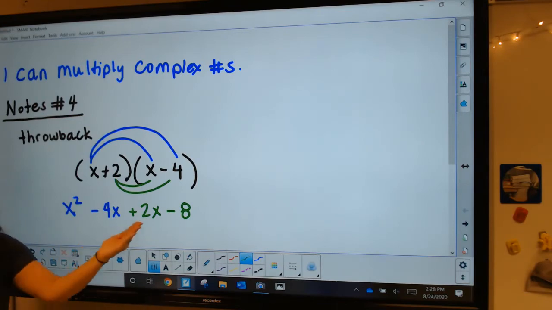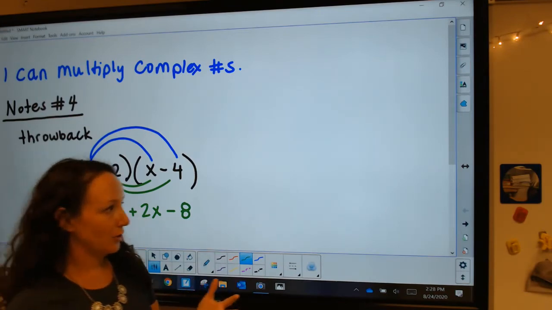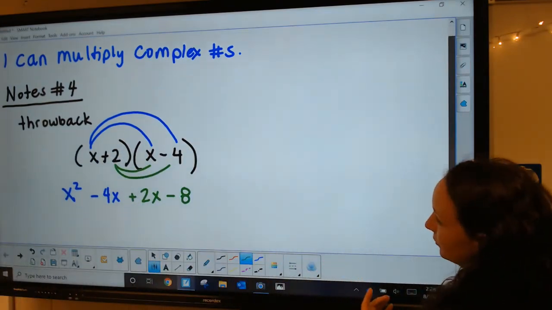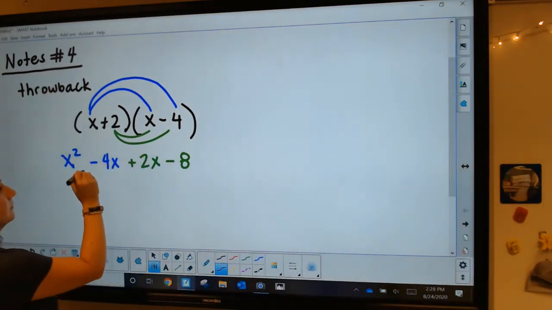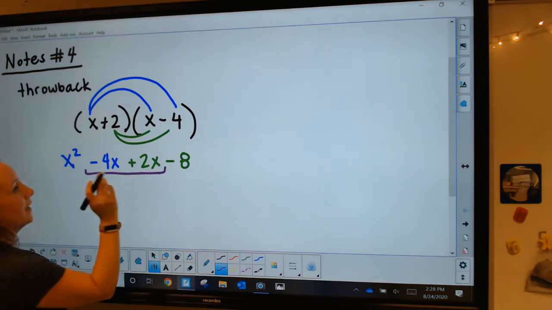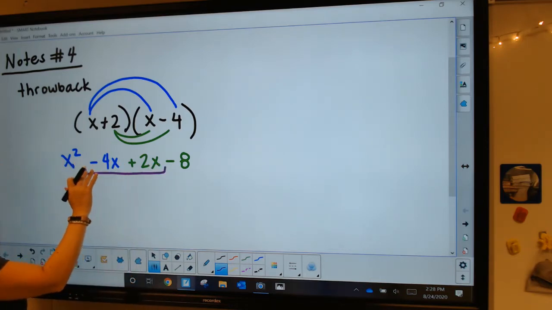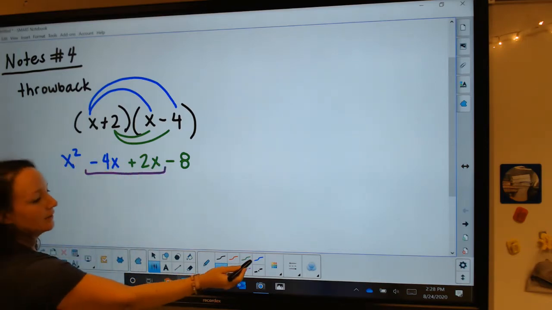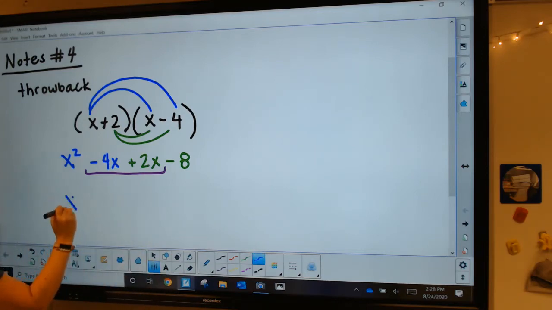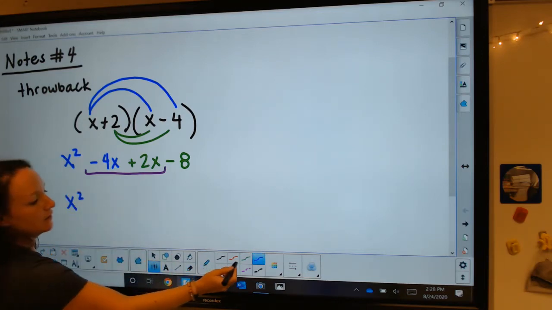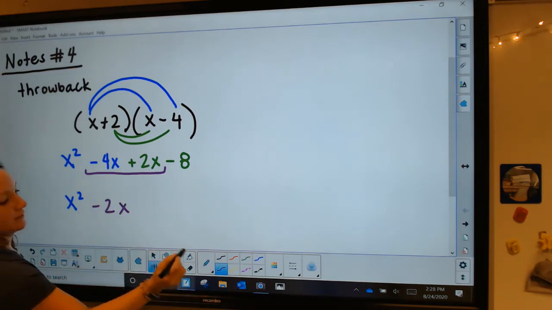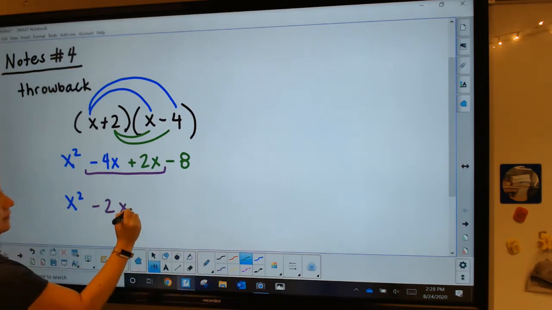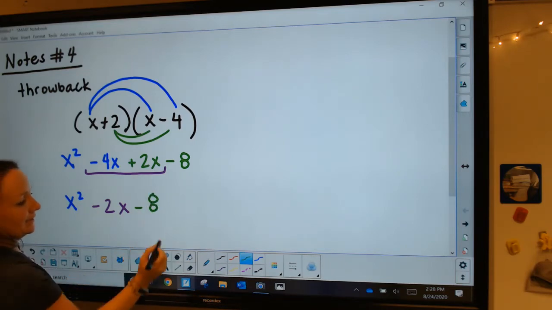So in your next step, you're combining any like terms that you have. Usually they're just right here in the middle. So I can combine negative 4x plus 2x. So my final answer is x squared minus 2x minus 8.